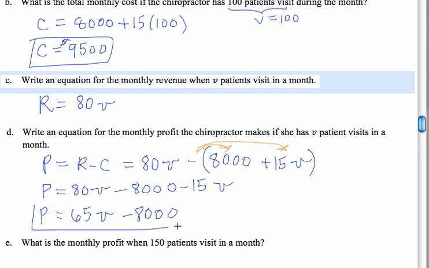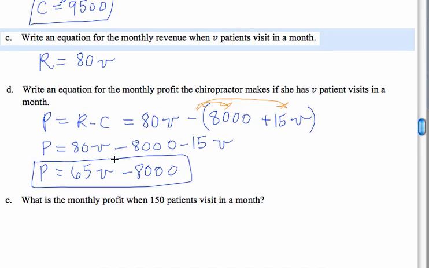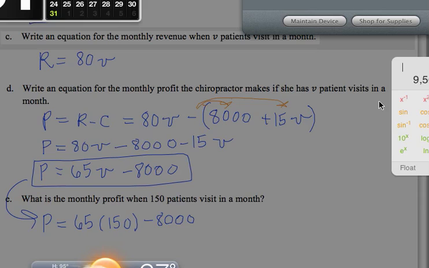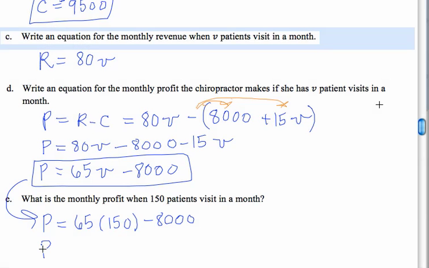What is the monthly profit when 150 patients visit in a month? Well, let's see. Hopefully it's positive, right? Let's plug in 150 for V. 65 times 150 is 9,750. So minus 8,000 is 1,750. So you make a profit of $1,750 if you get 150 patients in 1 month.